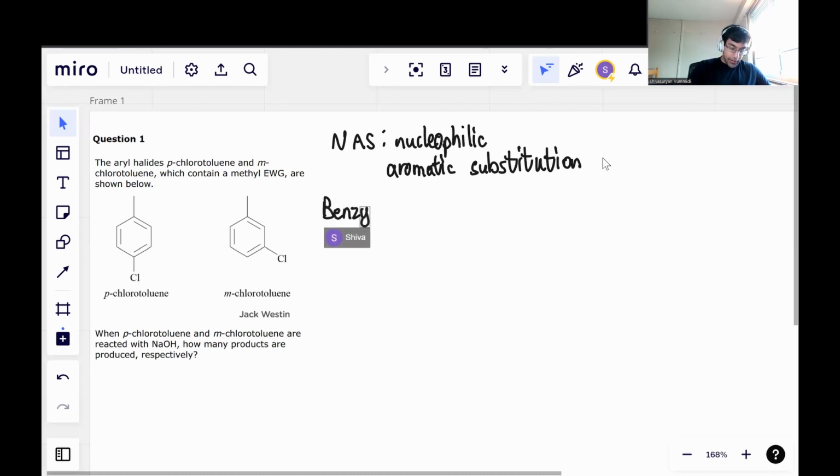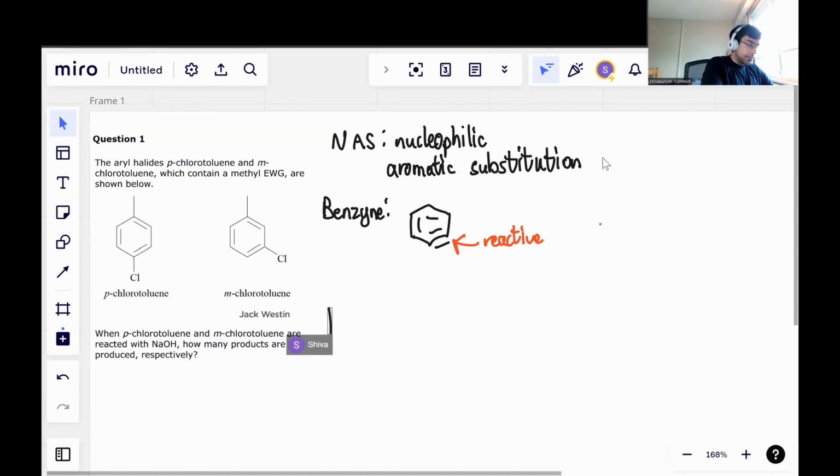So what is a benzyne? A benzyne is basically a benzene, except it has a triple bond here. And this triple bond makes it really, really reactive. So why don't we go over the mechanism of figuring out the products of para-chlorotoluene? So the first thing we do is we start with para-chlorotoluene.